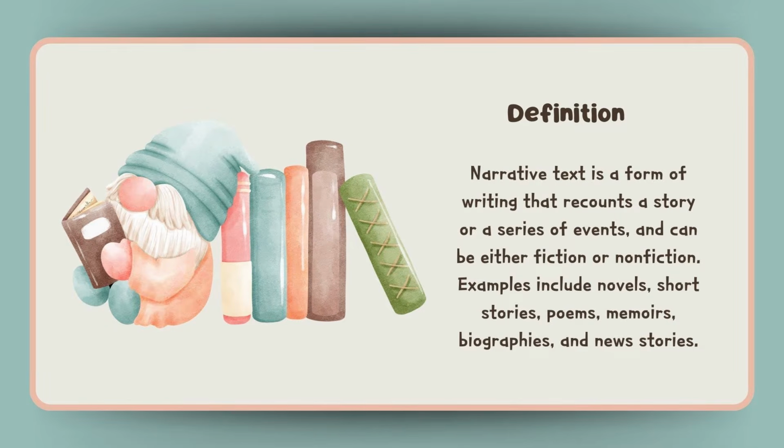Narrative text is a form of writing that recounts a story or a series of events, and can be either fiction or non-fiction. Examples include novels, short stories, poems, memoirs, biographies, and news stories.